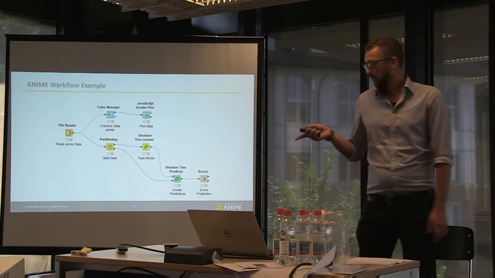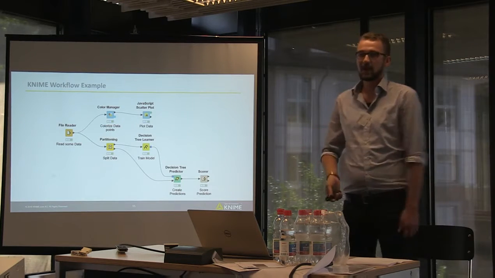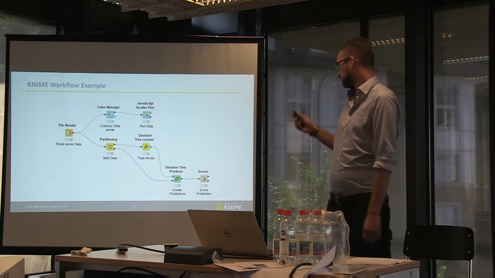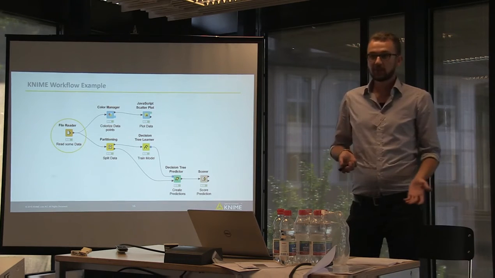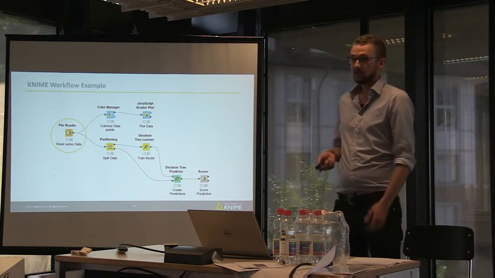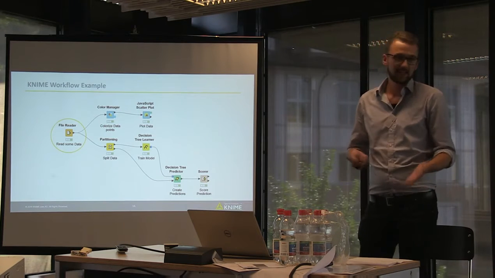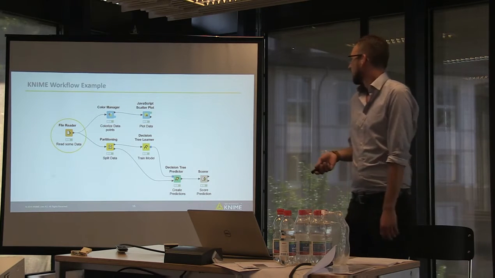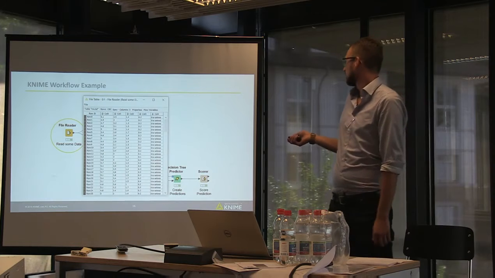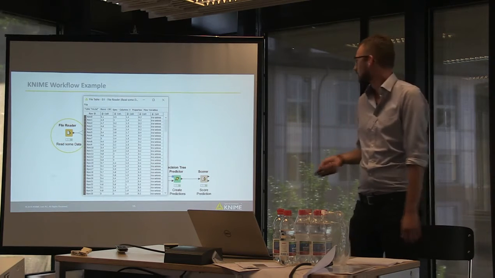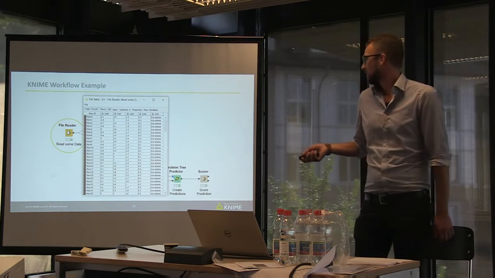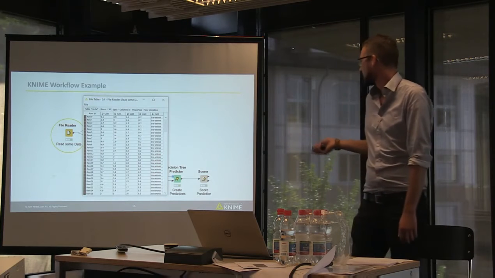So here you can see a basic KNIME workflow, and I just want to show you how this basically works. For example, you would read in some data using a file reader node. This would point to a text file on your PC, and would read it in. This would look like this. So here in this example, we read in the iris dataset, which I think most of you know, which consists of some numerical features and one class value.